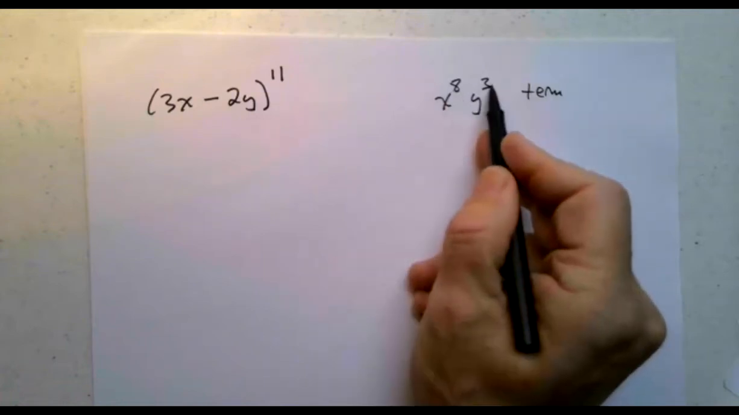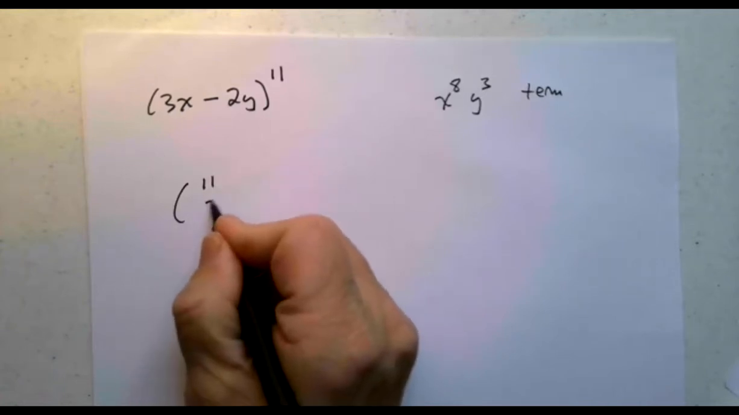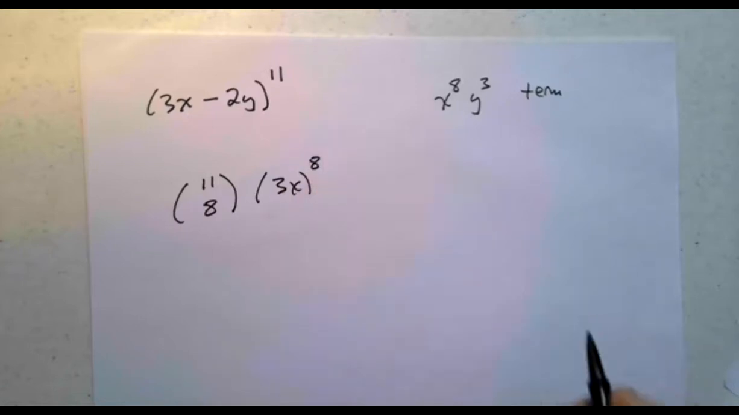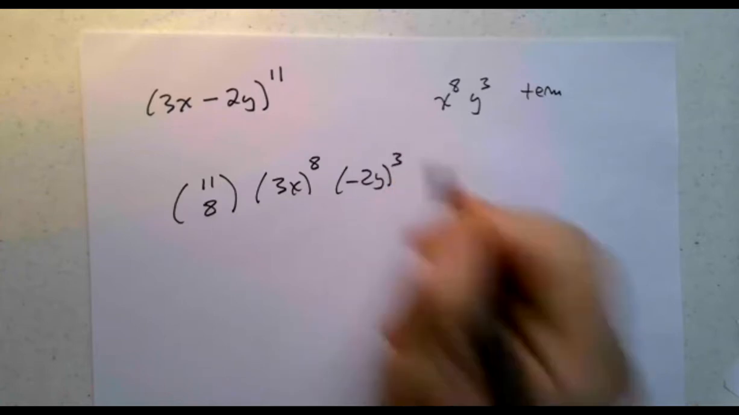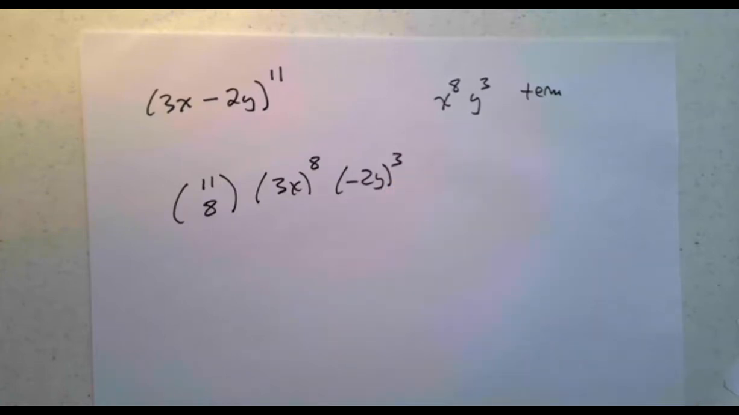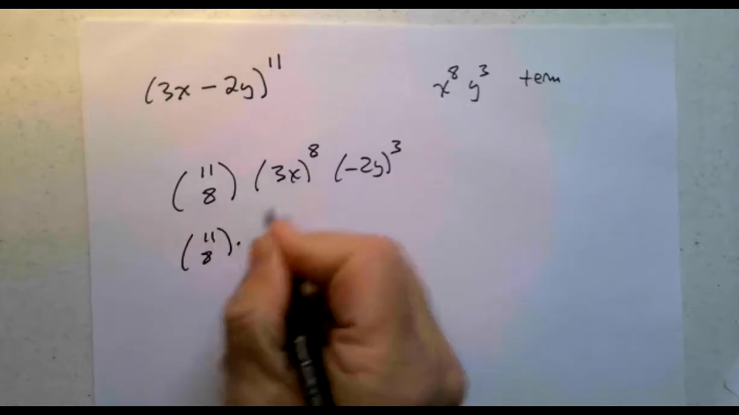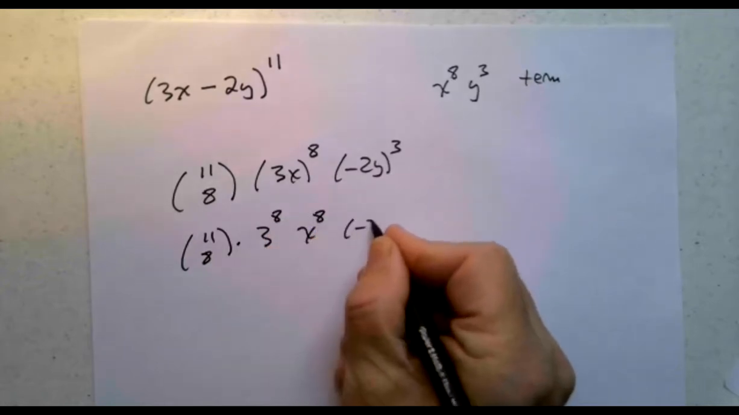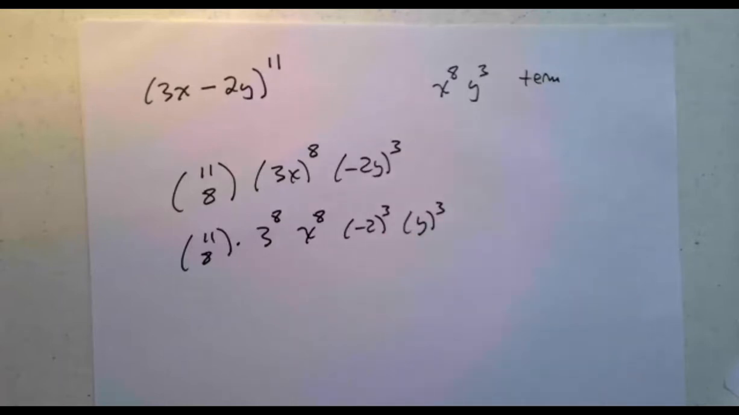So it's either 11 choose 8 or 11 choose 3. That's what we're starting with, fine. Let's go with 11 choose 8. And then I need 3x to the 8th, and I need negative 2y to the 3rd. So all of this will be, again, 11 choose 8 times 3 to the 8th, x to the 8th, negative 2 to the 3rd, y to the 3rd.